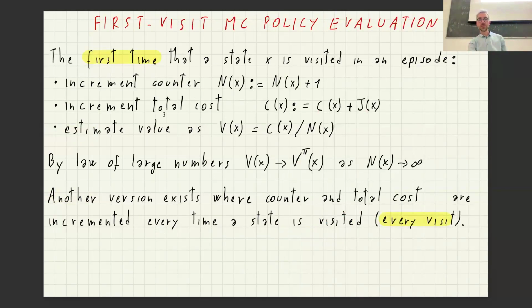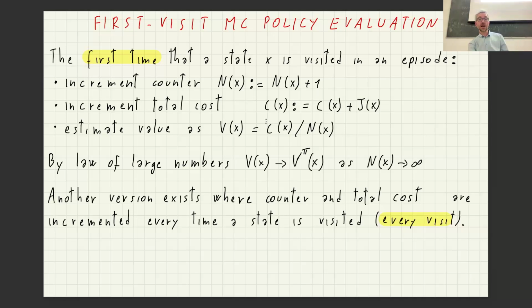So Monte Carlo, in terms of algorithmic implementation, is going to look very similar to what we see here in this slide. You're going to have a counter n for every state, and we increment this counter every time we visit that state. We're going to have a total cost variable C for every state, which we're going to increment with the cost to go that we have computed starting from that state. And then our estimate for the value is going to be basically the ratio between these two variables we have defined above. So the total cost divided by the number of times we have visited that state.